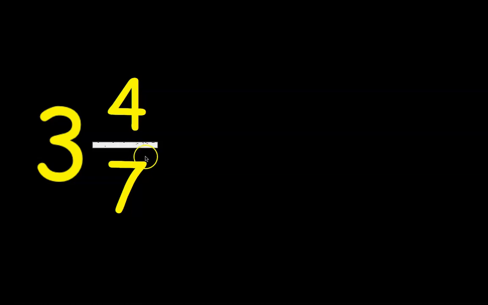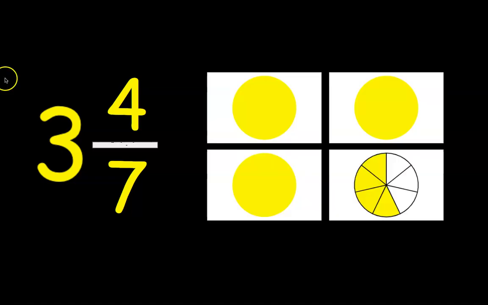I have a pizza. I cut it into 7 equal pieces. I eat 4 of them, and I eat another 3 pizzas. There they are. 3 whole pizzas. 1, 2, 3. Here's the pizza that was cut into 7 equal pieces, and I eat 4. 1, 2, 3, 4. I think we need to cut all of these pizzas up to make it easier.